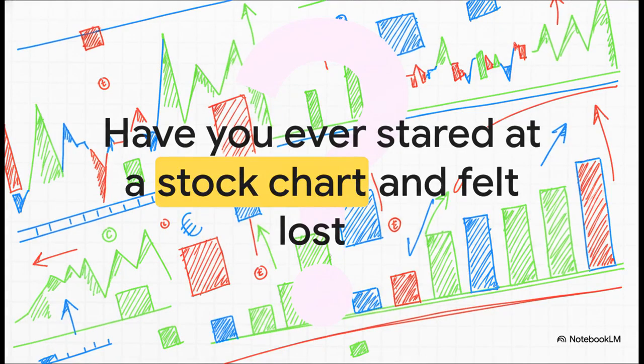So, let's be real for a sec. Have you ever stared at a stock or crypto chart and felt like you were looking at this chaotic, neon-lit skyline that you just couldn't decode? Like, just a confusing mess of red and green bars jumping up and down with absolutely no rhyme or reason? Well, if so, you are definitely not alone. Literally every trader starts right there.